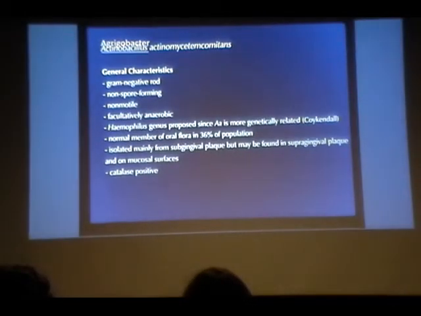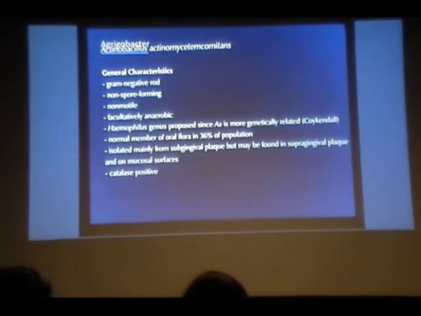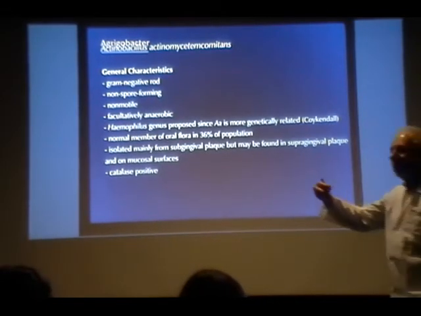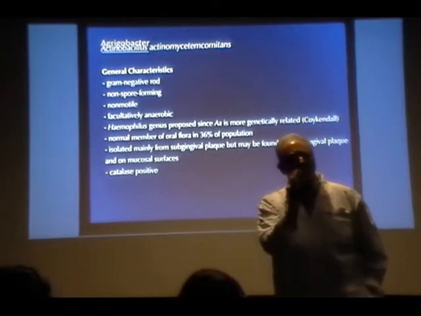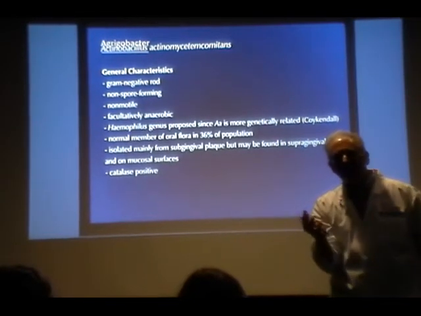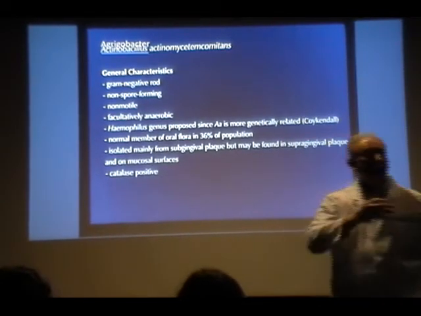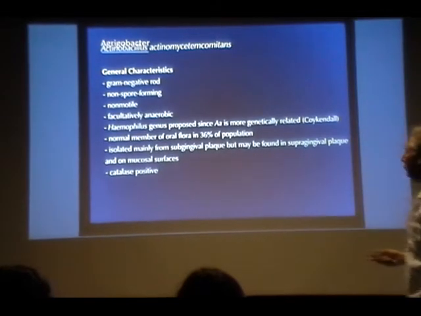Okay. A little bit about Aggregatibacter actinomycetemcomitans. Oh my God, I'm running really far behind. Gram-negative rod, doesn't form spores, non-motile, it doesn't move, doesn't have flagella or anything like that. Facultatively anaerobic, which essentially says it can grow in microaerophilic to obligate anaerobic conditions, so the oxygen tension doesn't need to be severe for it to grow.